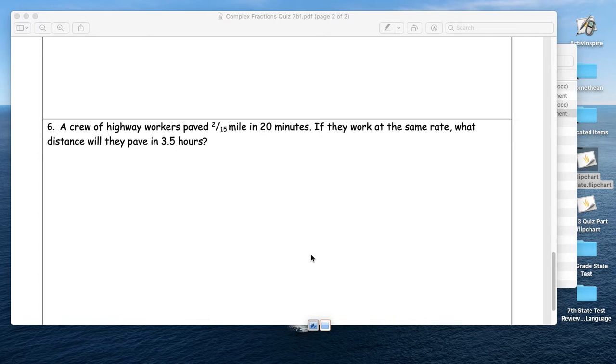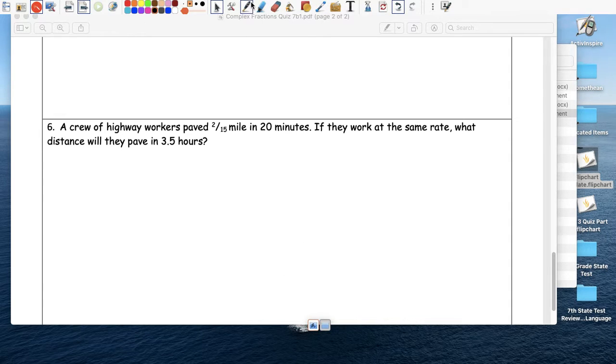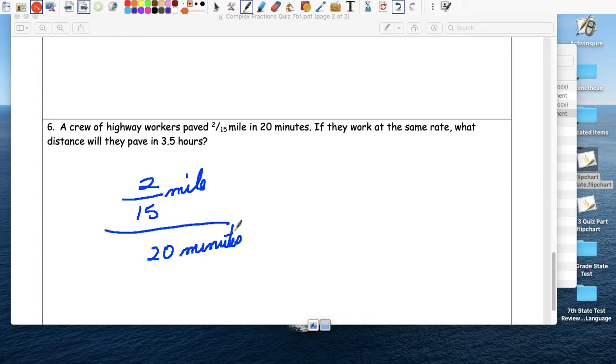A crew on the highway paved... What crew of highway workers paved 2/5 of a mile in 20 minutes? Okay, sometimes you see it on the highway where they block everything and they're repaving the highway. In 20 minutes. If they work at the same rate, what distance will they pave in 3.5 hours? So, find the unit rates. I would say let me see how much they'll pave in 1 hour.